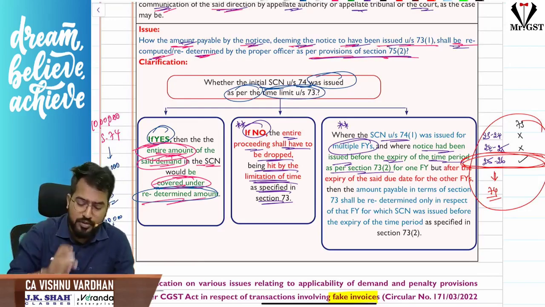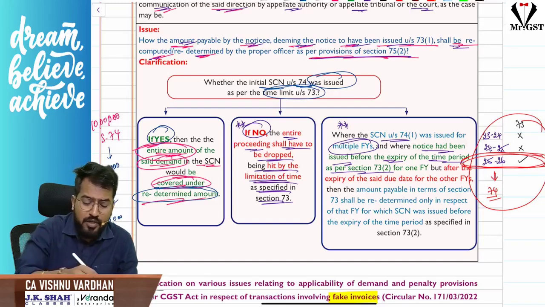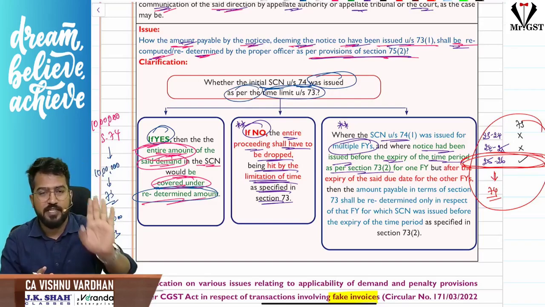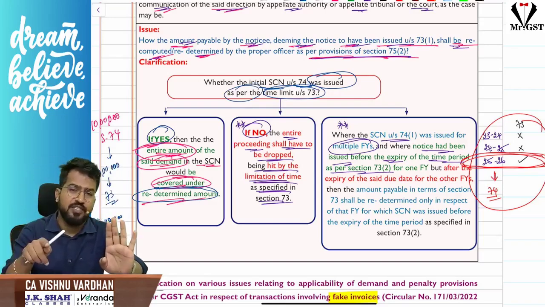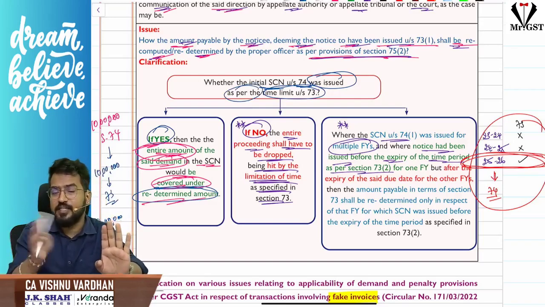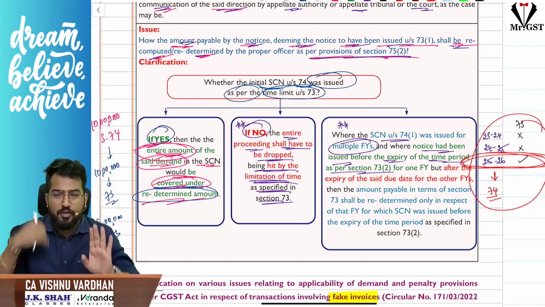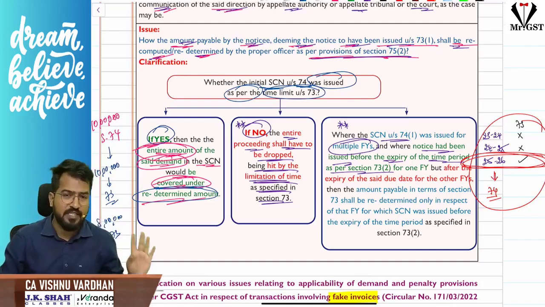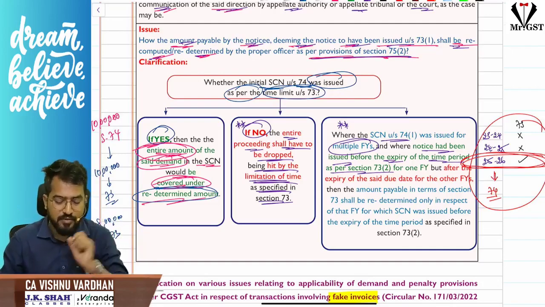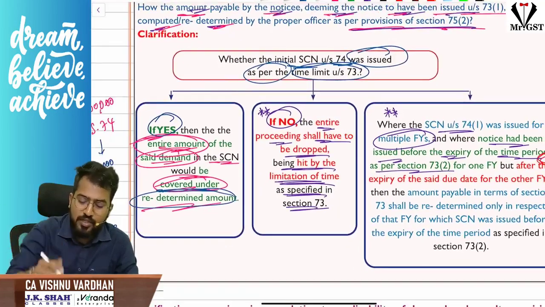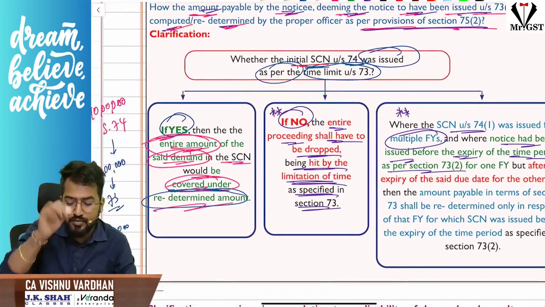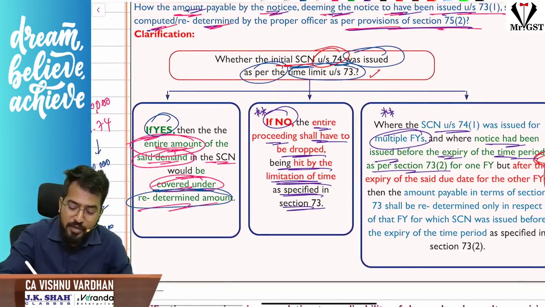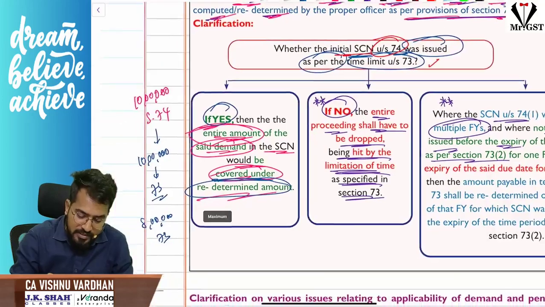Now first of all, what we should see is what is happening. The 74 notice went to court, court or tribunal, whatever it is, said it is not a 74 case, it is a 73 case only. Now the proper officer has to determine the tax liability and pass the order within 2 years. For that, the first thing we have to see is whether the initial show cause notice under section 74 has been issued within the time limit of section 73. The answer is yes.